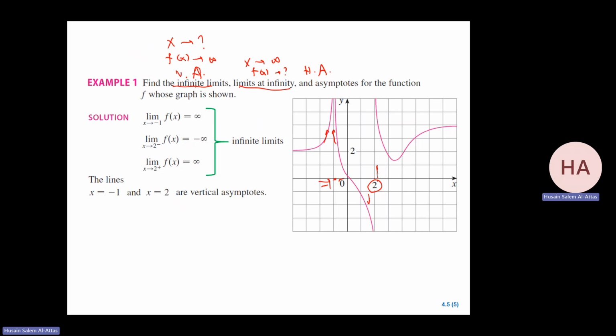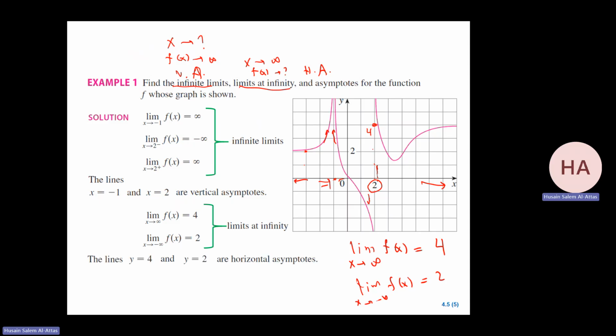Now, what about the horizontal asymptote? I look at the behavior as x goes to infinity. What will happen to the function? 1, 2, 3, 4. It will reach 4. So the limit as x goes to infinity of f of x is equal to 4. As x goes to minus infinity, the limit of this function will be 2. So how many horizontal asymptotes? 2 in this case: y equals 4 and y equals 2 are horizontal asymptotes. For the vertical ones, x equals a value, since it's a vertical line.